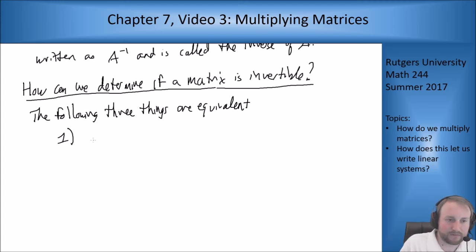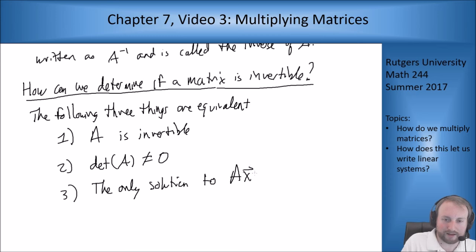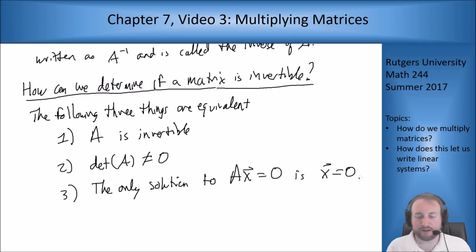1, A is invertible. 2, the determinant of A is not 0. And 3, the only solution to AX equals 0 is the 0 vector. Okay, so what do I mean by this statement? I mean that if I know A is invertible, then I know for a fact its determinant is non-zero, and if I want to solve AX equals 0, the only solution I get is X equals 0.